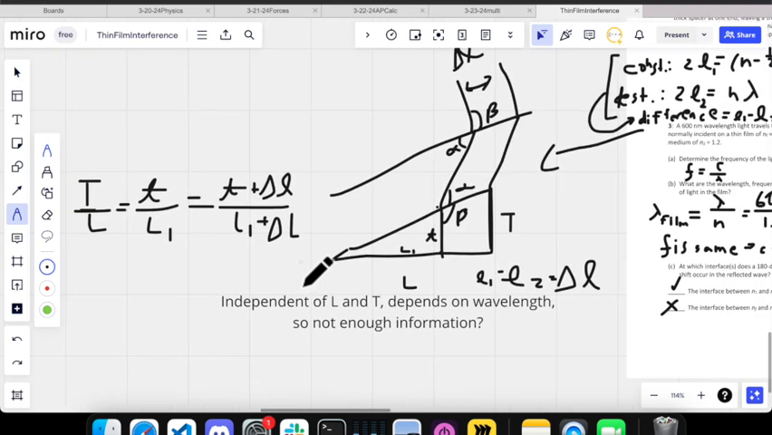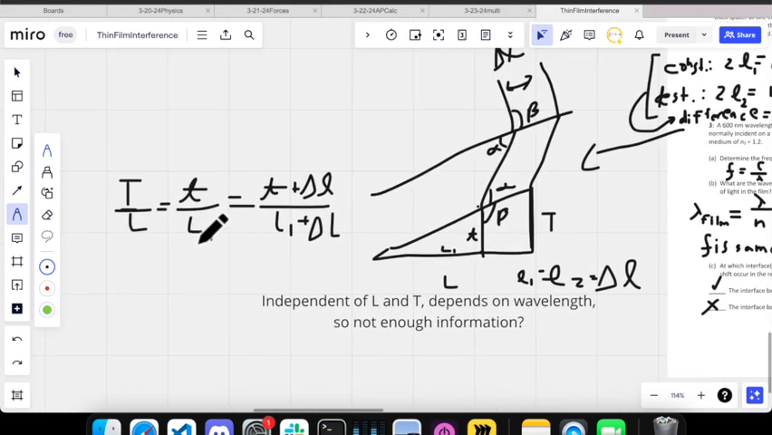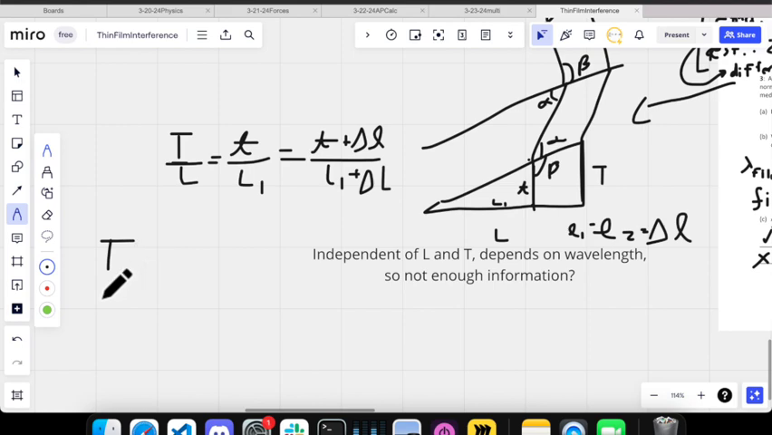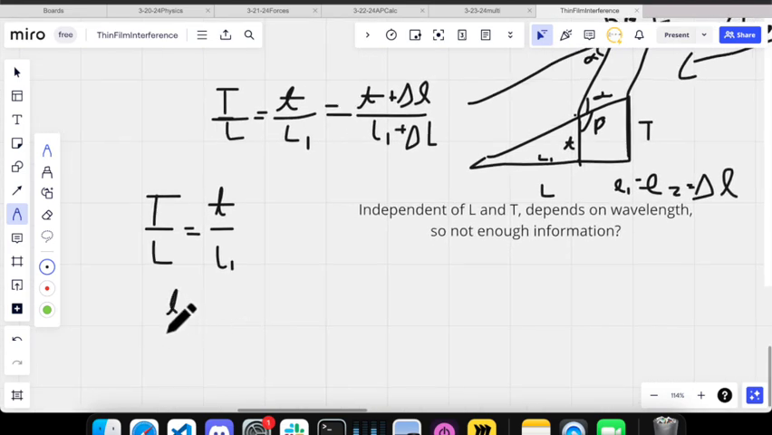And we have a system of two equations, right? So if I draw it out, so T over L equals T over L1. That's one equation. The other one is, let's say, T over L1 equals this thing.